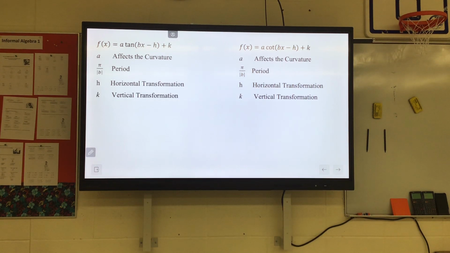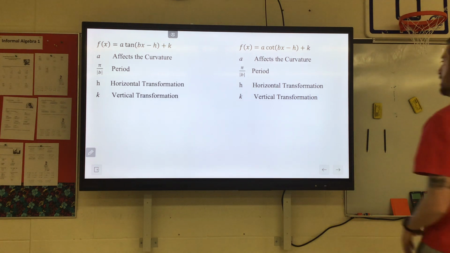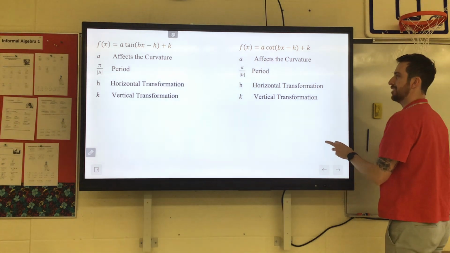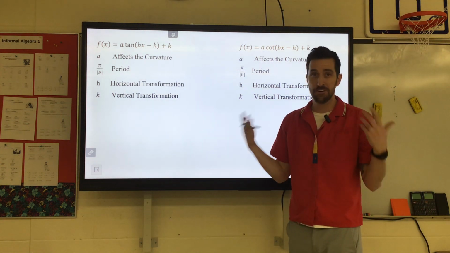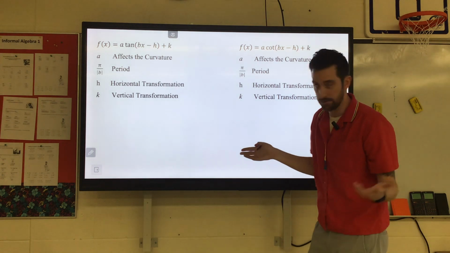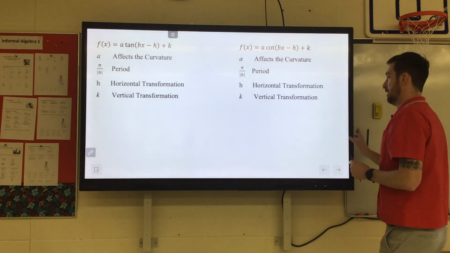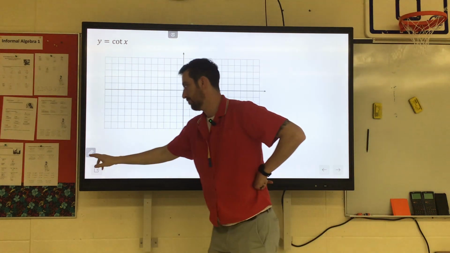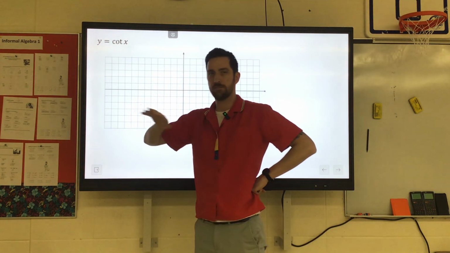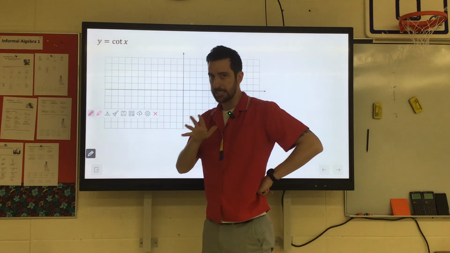This is it. The last trig function to graph. Cotangent, baby. All right. Nice thing about this is we don't have to graph tangent first. It's very similar to a tangent graph. Here we go. Same steps. Most of them are the same steps as the tangent.